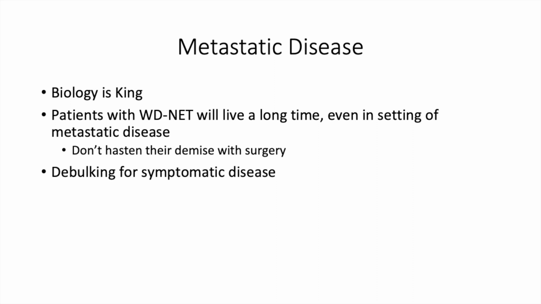Debulking for symptomatic disease is generally advocated if it can help. So even if they have metastatic disease and you can't get it all out, if you can cut 80 to 90% of the disease out and they're symptomatic from it, meaning like a carcinoid syndrome or something like that, there are definitely people who advocate for doing those surgeries, even if it's an R2 resection, as long as you can get 80 to 90% of it out. Also, if they have nodal disease that's causing obstructive symptoms and you can fix that problem, even if you can't cut all the tumors out, go ahead and take them to the operating room and do a palliative resection.